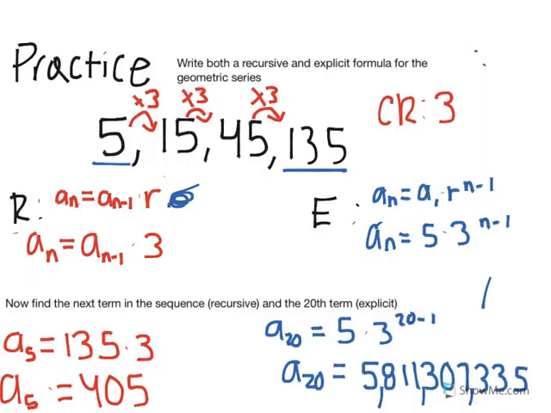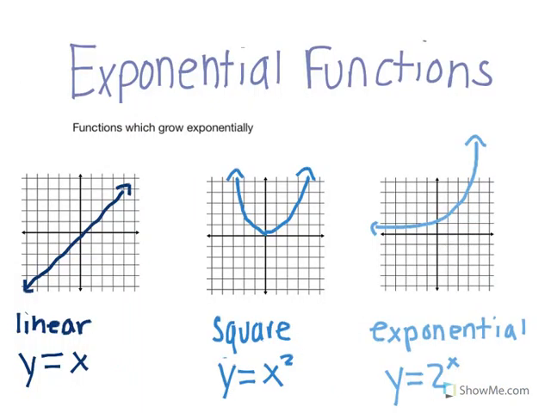5,811,307,335. You see how knowing these formulas can help you out, because that is a very large number. It would be very difficult to find on your own. That's why these formulas are so useful.